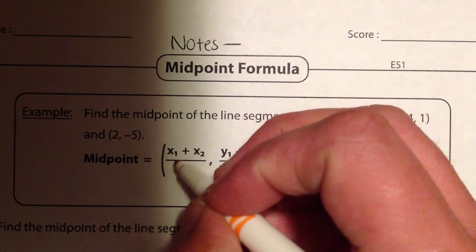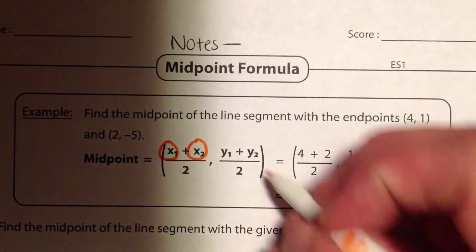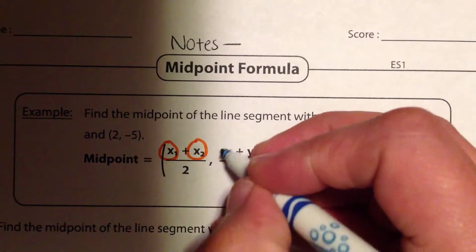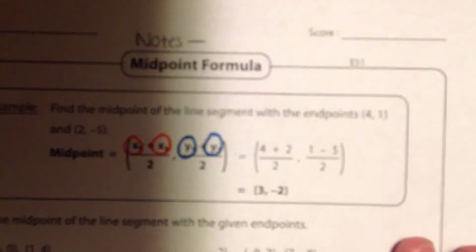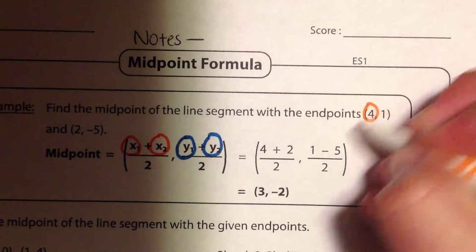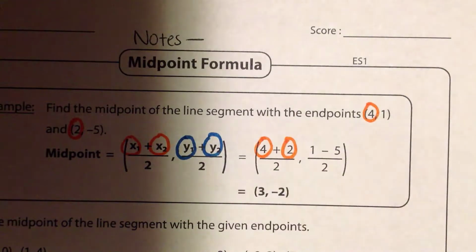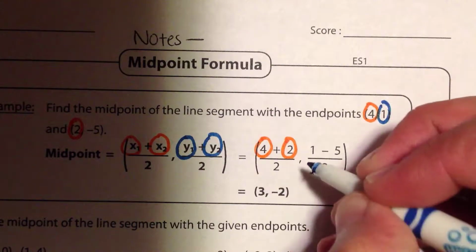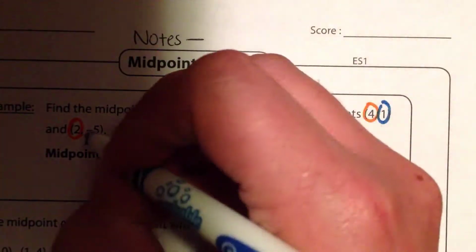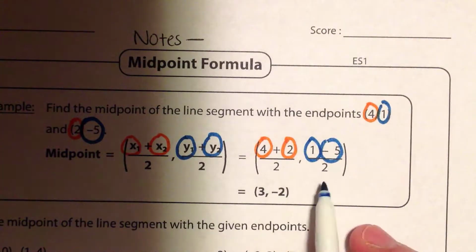So what we do is we take our x sub 1 plus our x sub 2, and we divide it by 2. And then we take our y sub 1 and our y sub 2, add them together, and we divide by 2. So looking at our 2 points here, our x values are 4 and 2. So we add those up together and divide by 2. And our y values are 1 and negative 5. So we do 1 plus negative 5, or 1 minus 5, and we divide by 2.